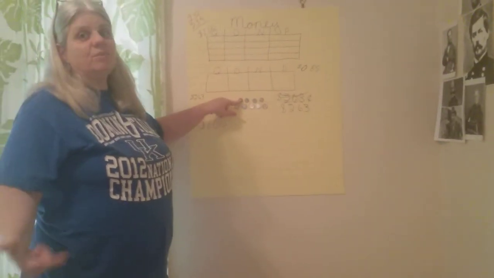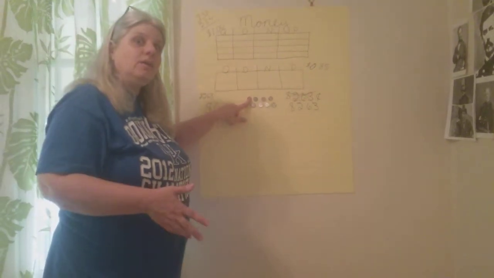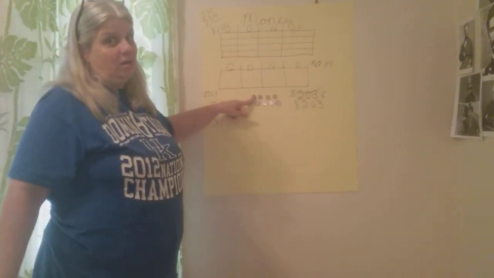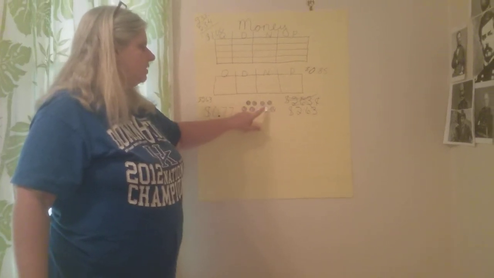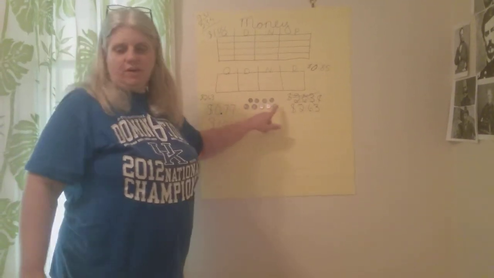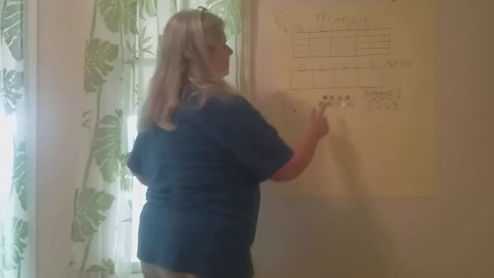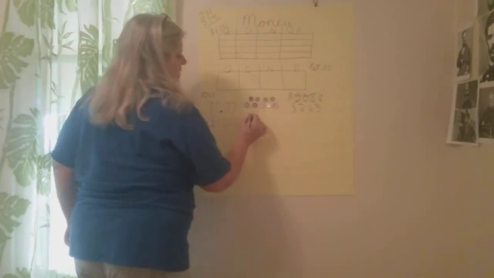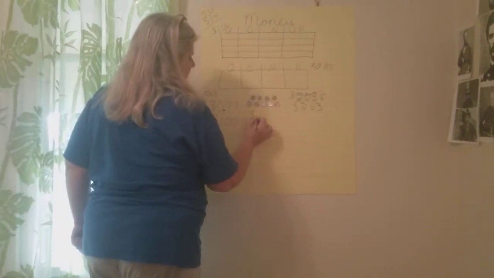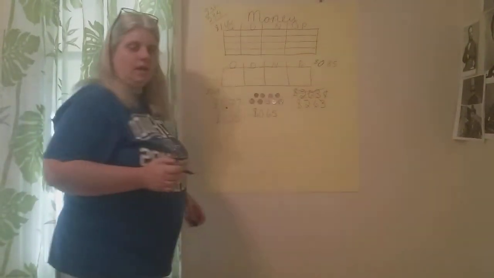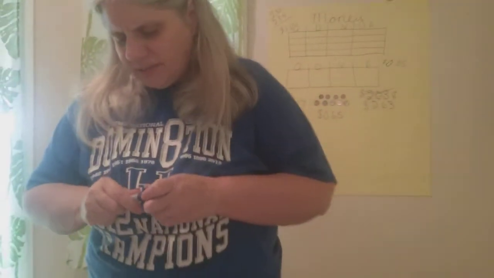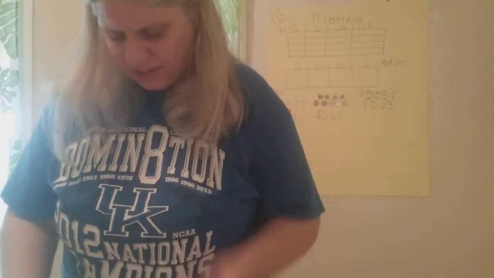Then we're going to start counting by fives. So when you go to 40 and you count by fives, what is the next number that comes? 45, 50, 55, 60, 65. So again, we have 65 cents, which is no dollars. So you want to make your dollar sign, 0, and then 65. Okay? All right, very good.